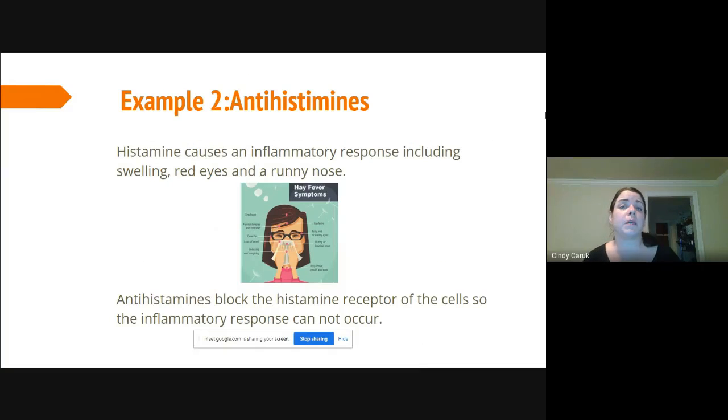Another example is antihistamines. If you have hay fever or allergies, you get that inflammatory response, because your eosinophils and your immune system release histamine, and that causes swelling, red eyes, and a runny nose. Your eyes are itchy and watering because your body is misinterpreting the normal pollen in the environment and treating it as though it's a parasitic worm. We want to block that because it's not a useful response, and that's what antihistamines like Benadryl do. They block the histamine receptor, so you can't have that inflammatory response start to occur.